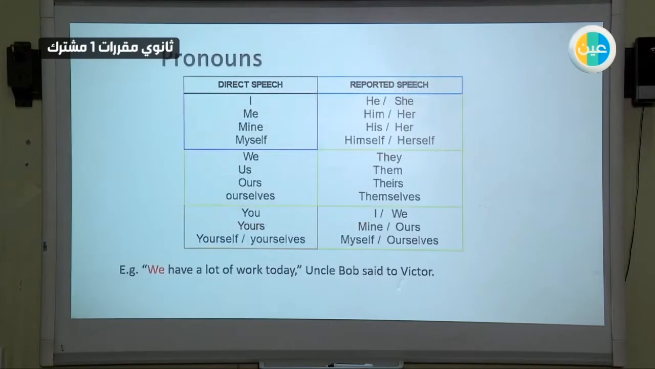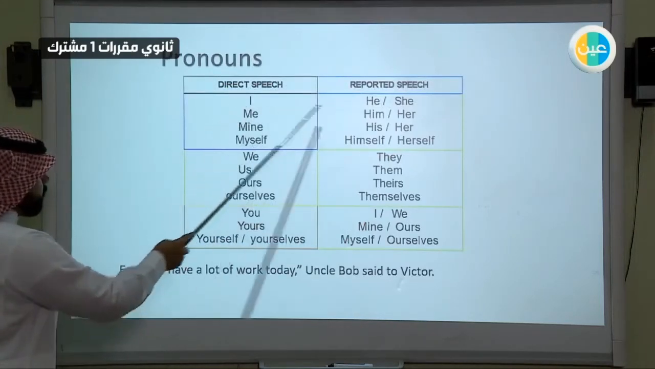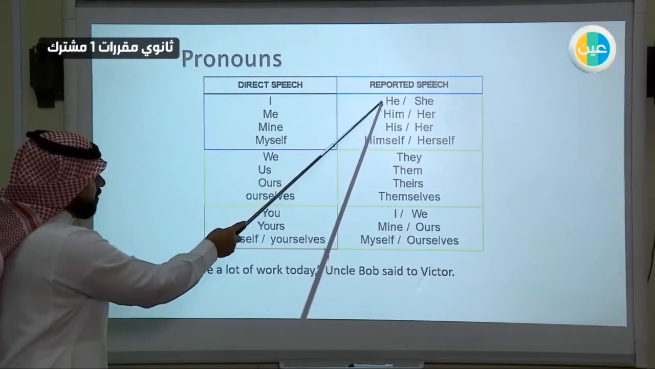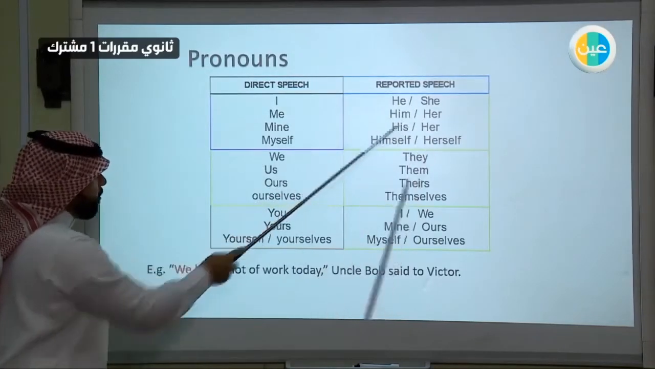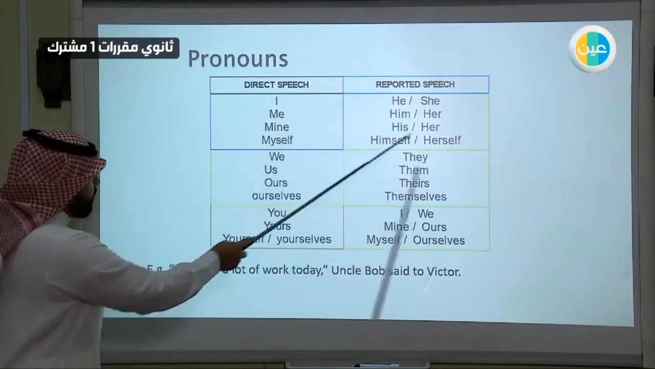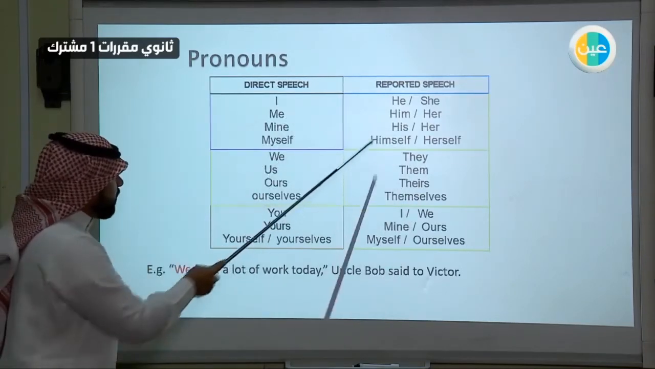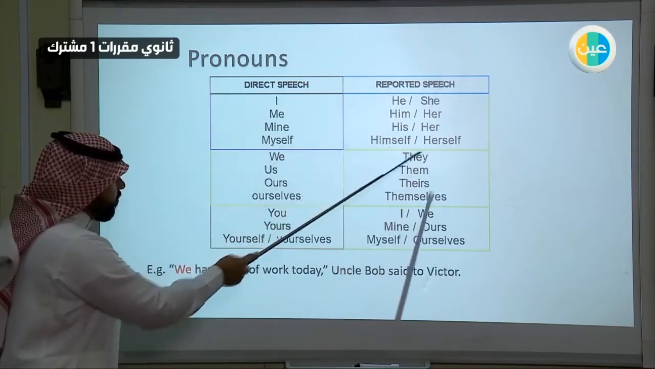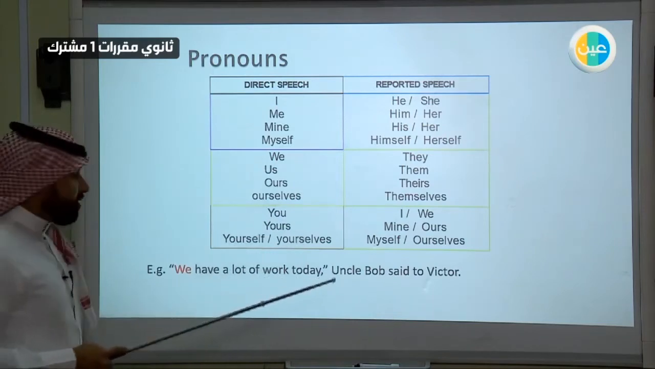Pronouns. How to change the pronouns from direct speech to reported speech. If we use I, it becomes he or she; me becomes him or her; mine becomes his or hers; possessive pronouns become his or her; myself becomes himself or herself, and so on. You can see it in the table.